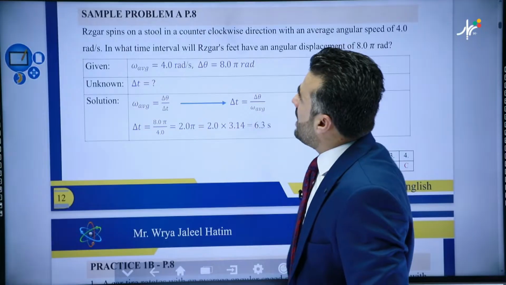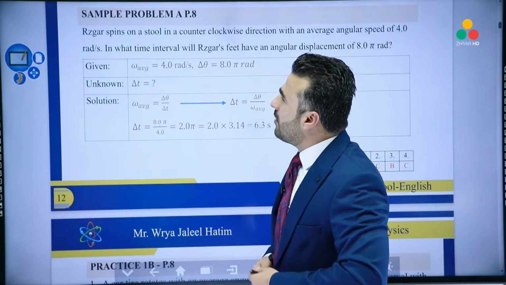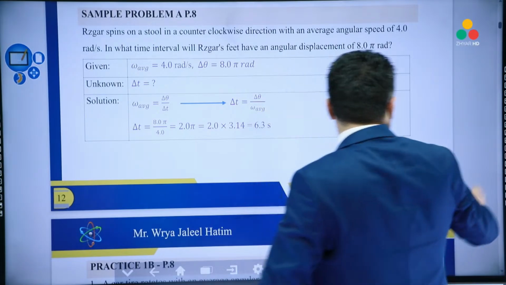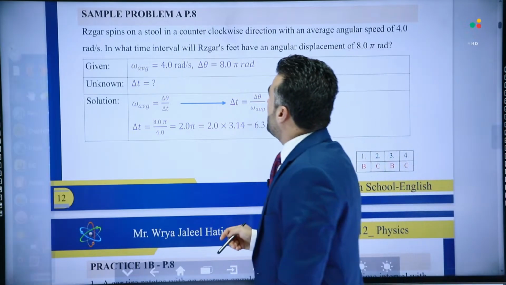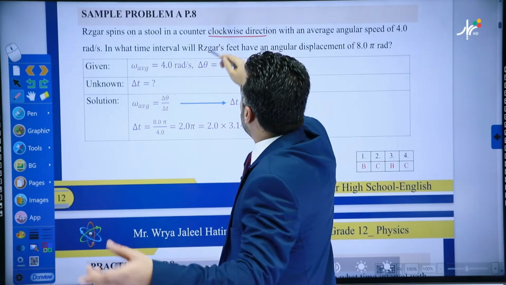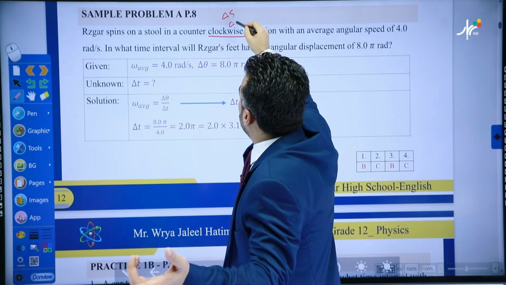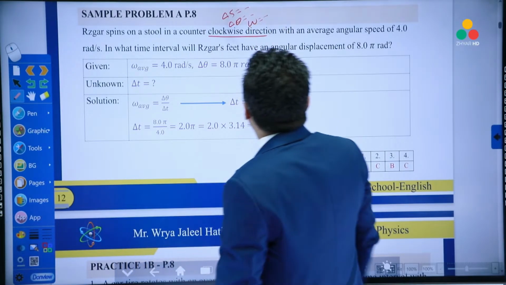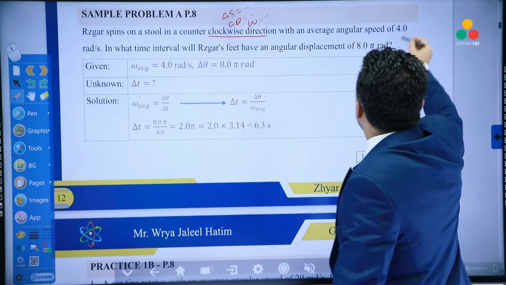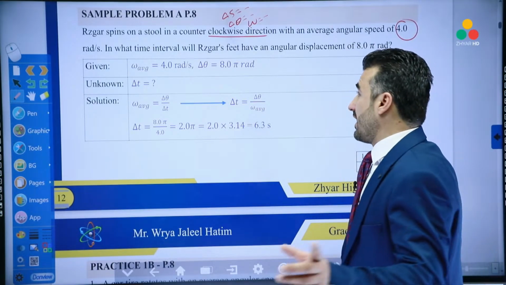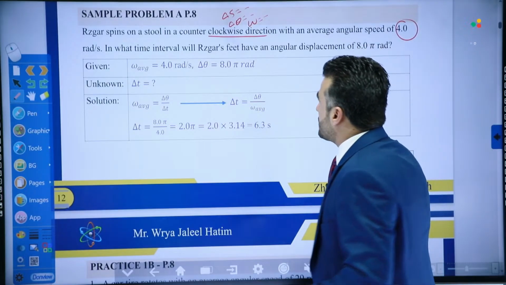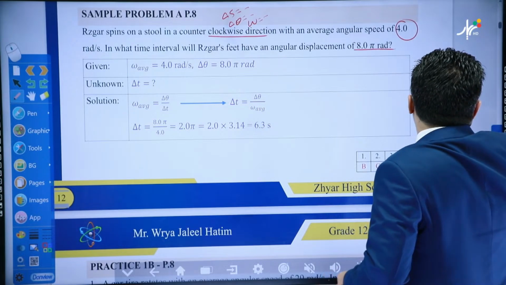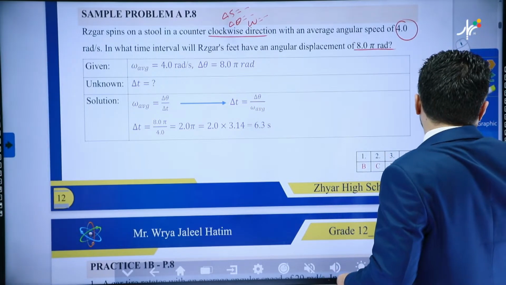We have a sample problem. Sample problem A says Zhyar spins on a stool in a counterclockwise. Remember, because the direction is given here, you have to consider the direction. It is counterclockwise, which means the arc length, the angular displacement, and omega, or angular velocity, these are all considered to be negative, with an average angular speed of 4 radian per second. In what time interval will Zhyar's feet have an angular displacement of 8 pi radian?